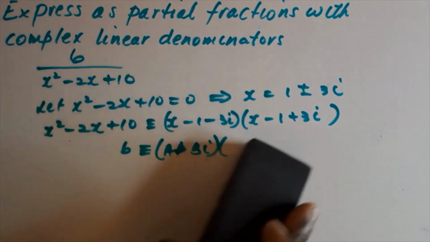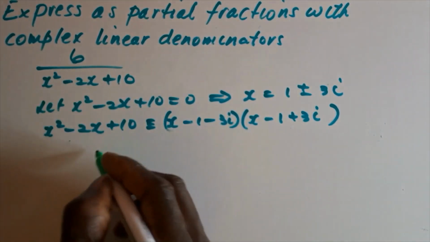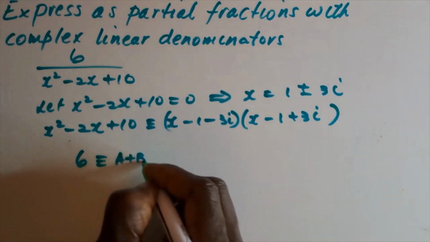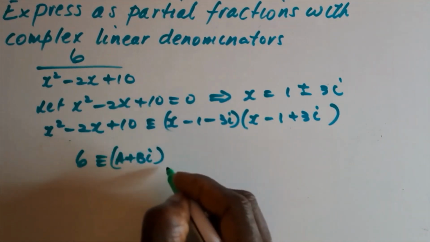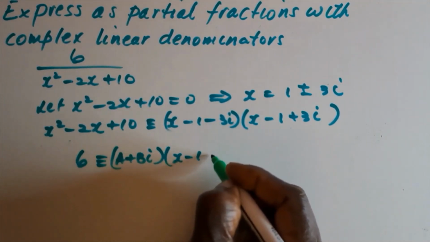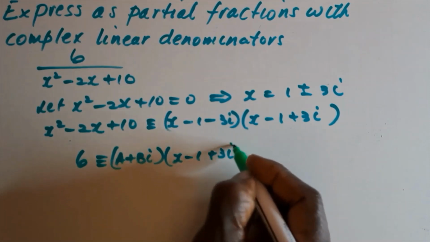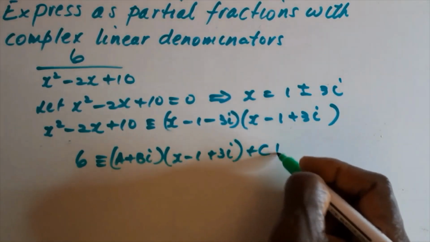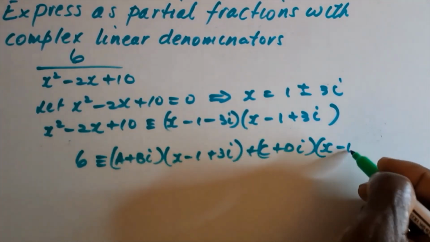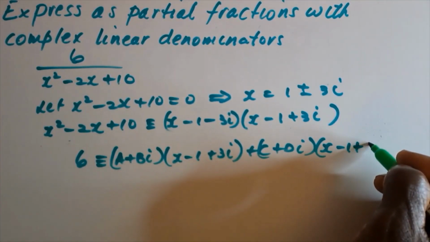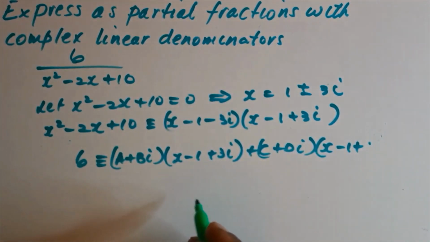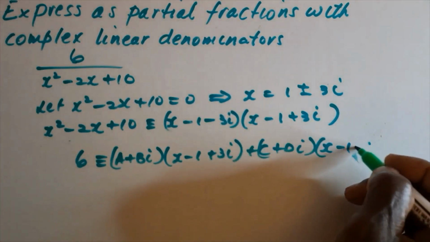Let's give myself some more space on the right. 6 equivalent to (a + bi) brackets (x - 1 + 3i) and (c + di) (x - 1 - ... no, we made a mistake, this one is minus, yeah, minus 3i.